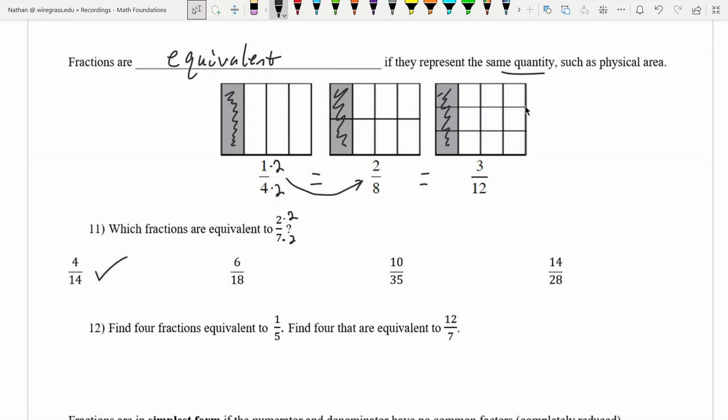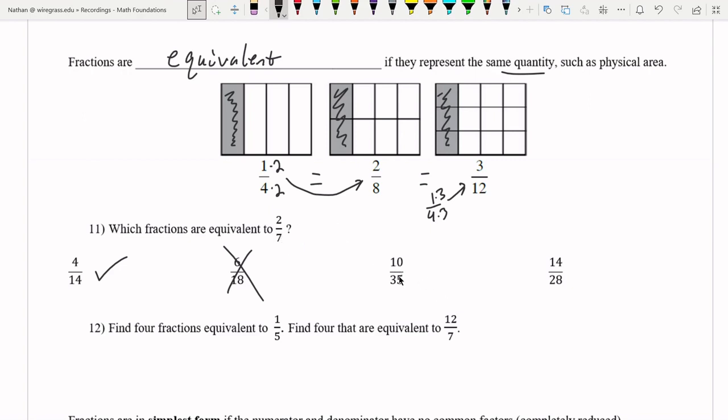Here, instead of doubling, we cut it into thirds. So in other words, we're going to triple it. If you multiply by 3, we do 1/4 times 3, which gives us 3/12. That's the idea here. So can I multiply this by something to get this? Well, 2 times 3 is 6. Whatever you do to the numerator, you must do to the denominator and vice versa. But 3 times 7 is 21. This would give us 6/21. That's not 6/18. So no, that cannot be equivalent.